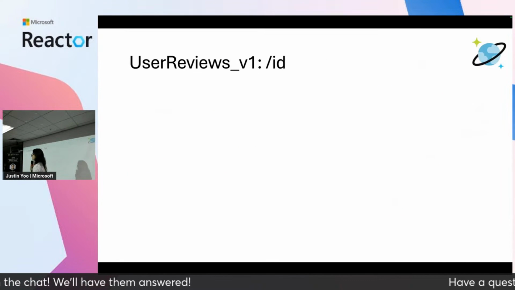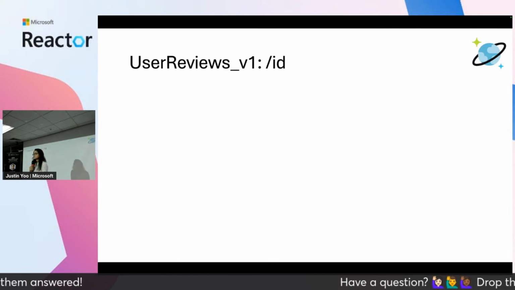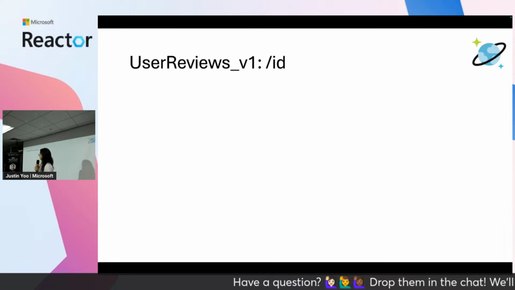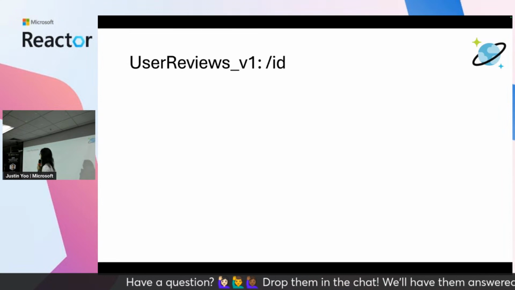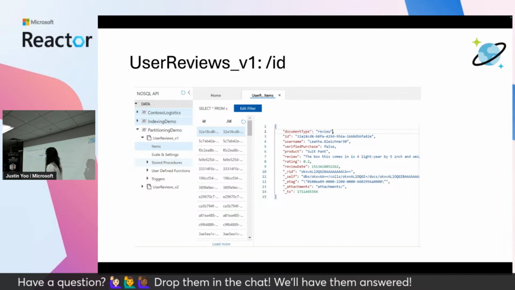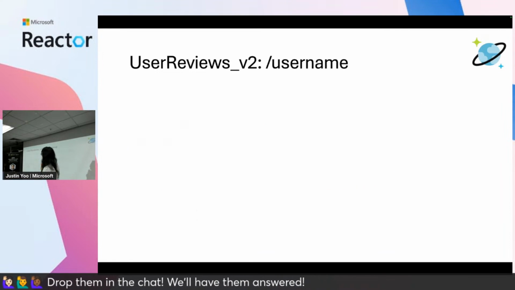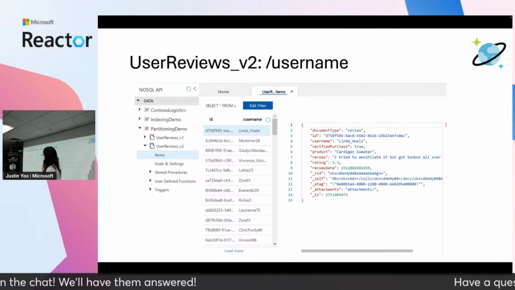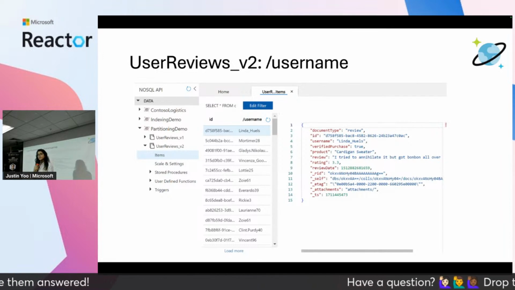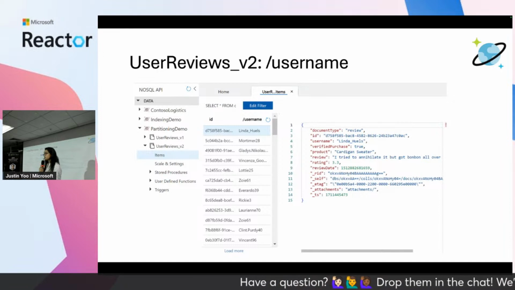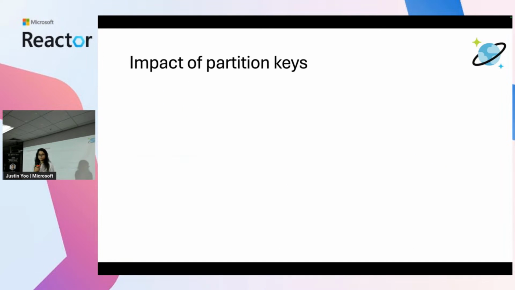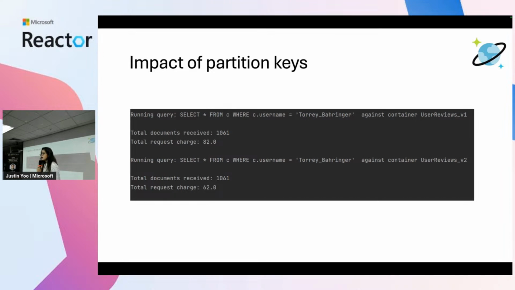Let's just see a simple demo of how this makes a difference in the performance of our application. So I have one container v1 where the partition key is ID. Then I have another container v2 where the partition key is username. The amount of data is exactly the same in both of these containers. The only difference is the partition key. So I want to query the documents of a particular username. So I'm doing a query, select star from C where username equals, let's say, ABC.